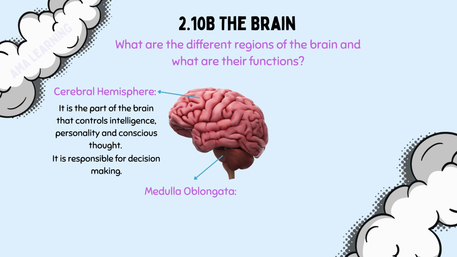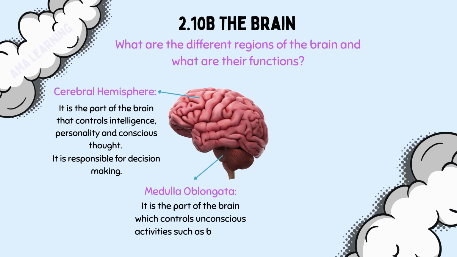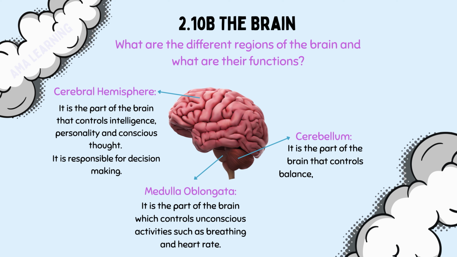This is the medulla oblongata. It is the part of the brain which controls unconscious activities such as breathing and heart rate. This is the cerebellum. It is the part of the brain that controls balance, coordination, movement, and muscular activity.